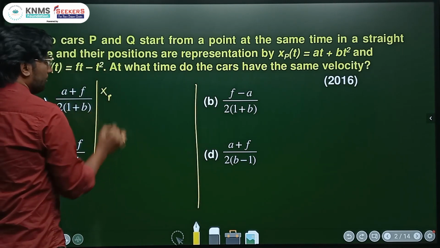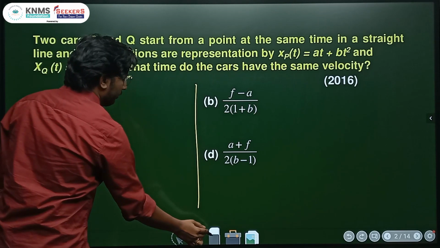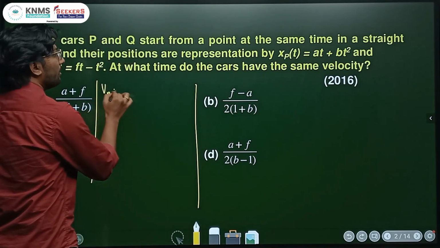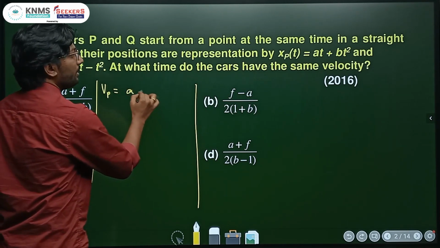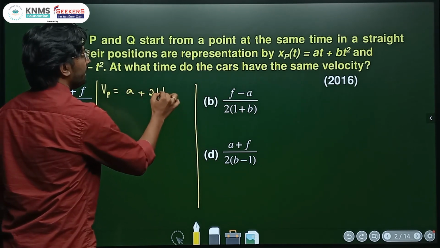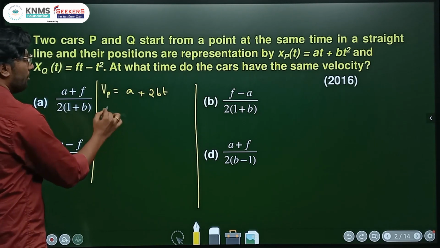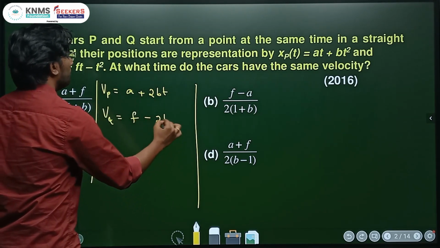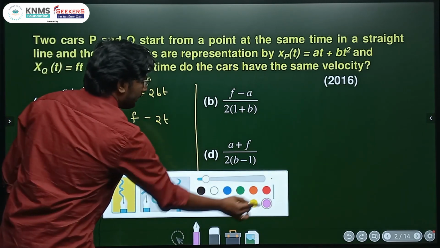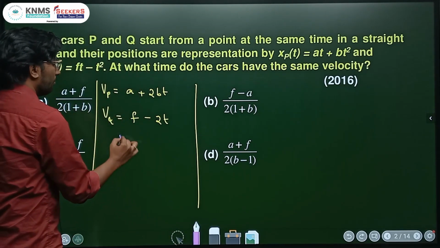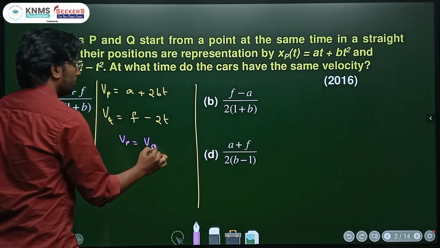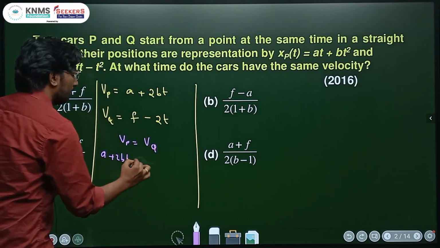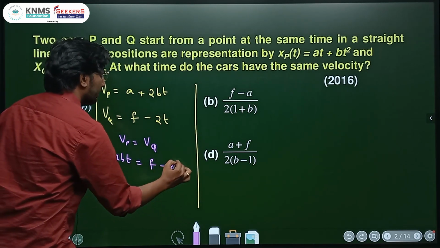So for xp, you can see the xp equation over there. So I'll directly differentiate that. We will get velocity of the car P as a plus 2bt, and if I differentiate the position of car Q, I'll get velocity as f minus 2t. They said at what time velocities of these two particles will become the same. That means Vp should be equal to Vq, which means a plus 2bt should be equal to f minus 2t.